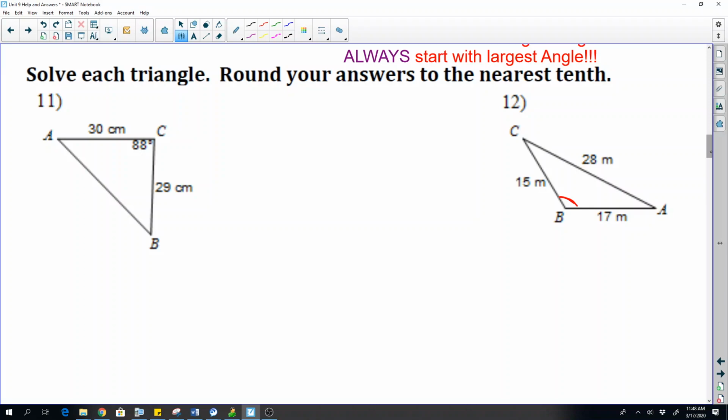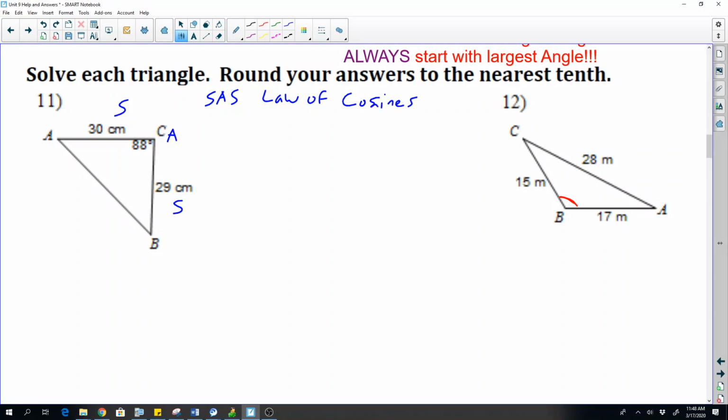And so here's number 11. We want to solve the whole triangle. We definitely want to use the law of cosines because we have side angle side. But from there, we can use the law of sines, which is awesome, if we need to. But first we definitely have to use the law of cosines, because we have side angle side, and only the law of cosines can solve for that. So let's use that formula right now.